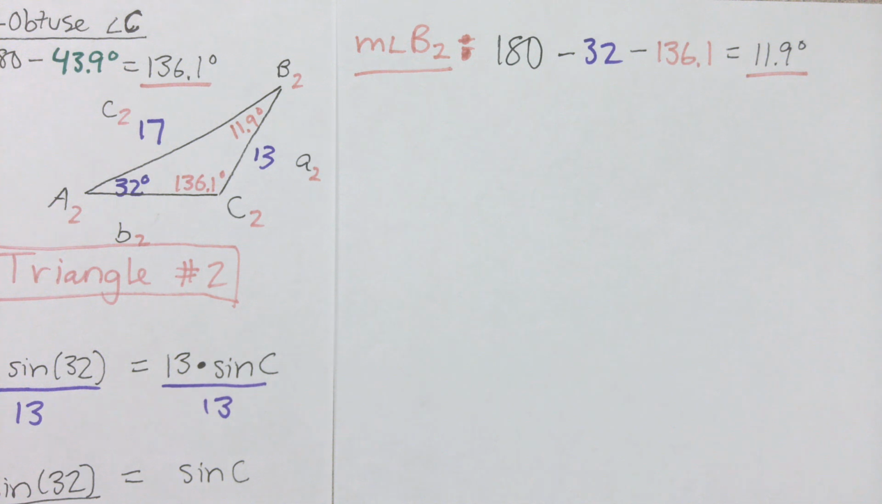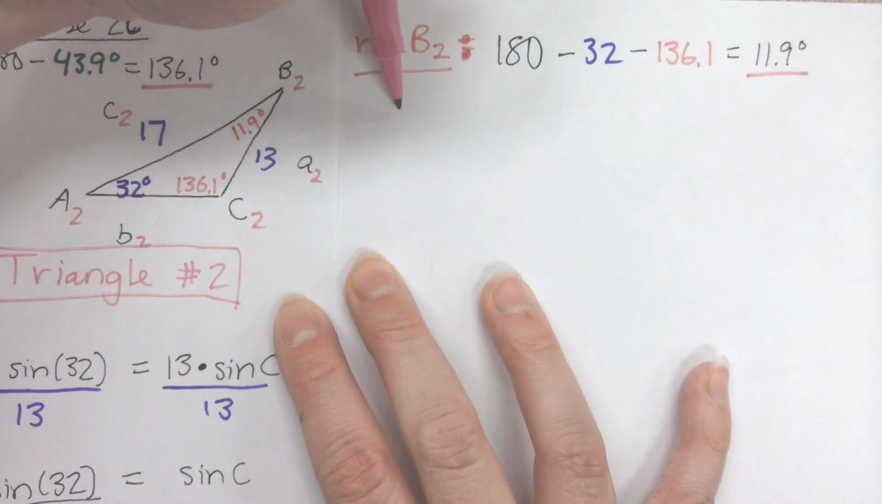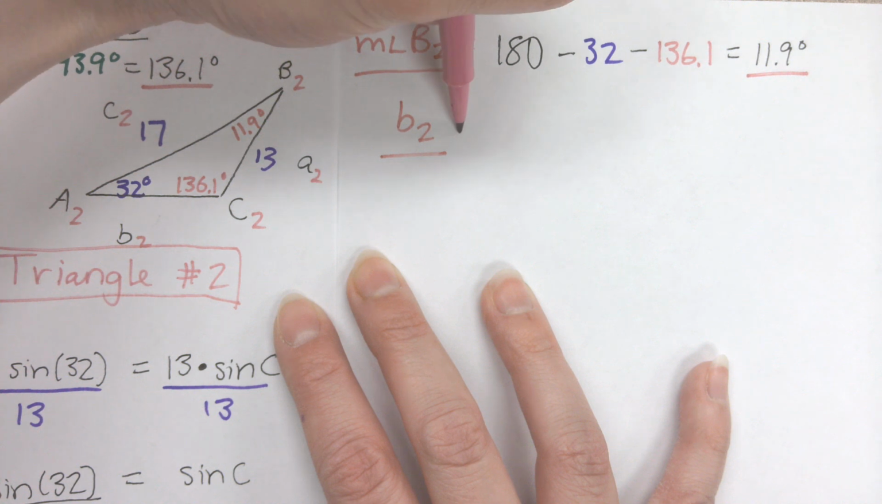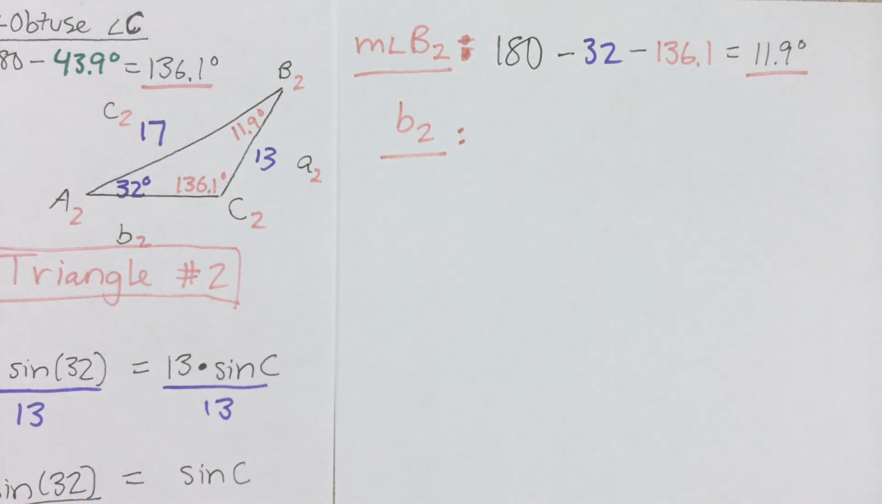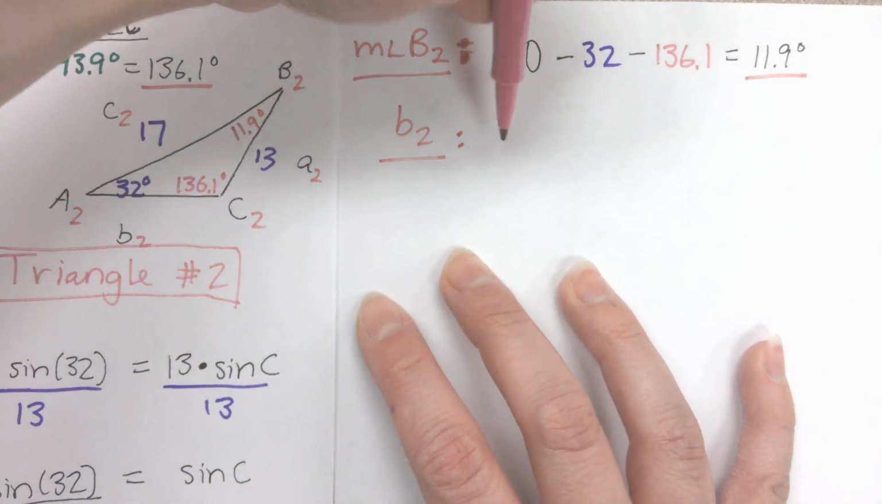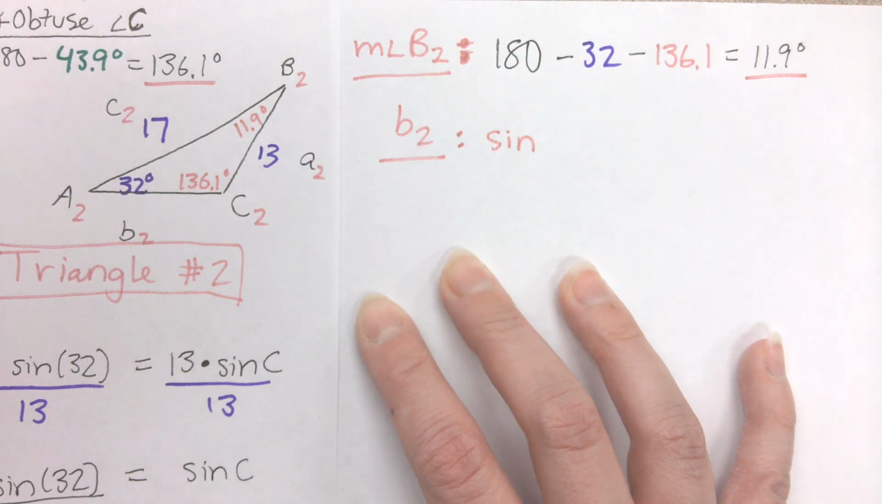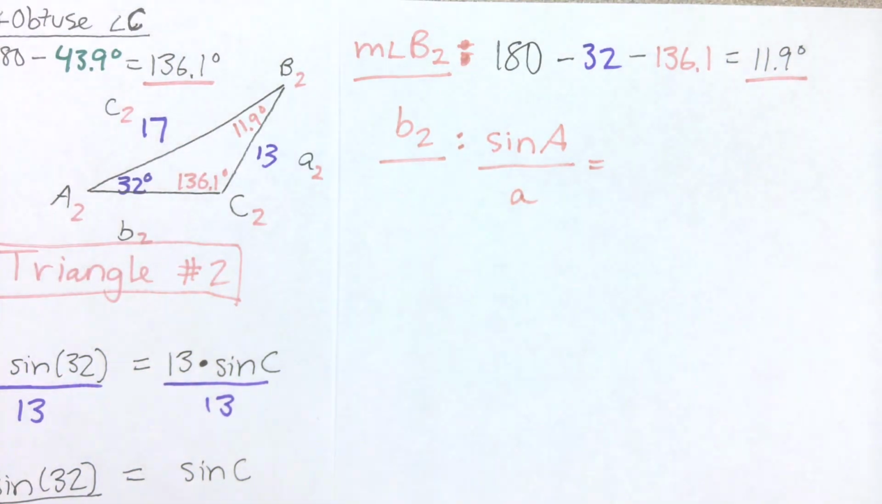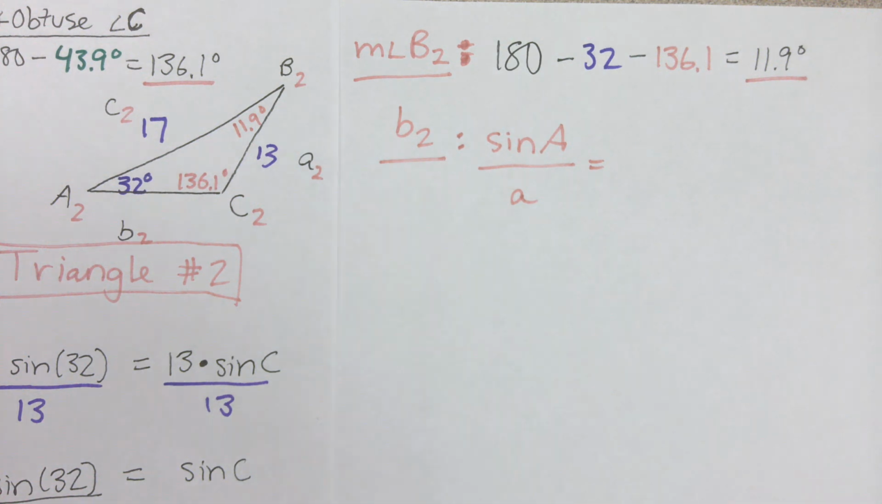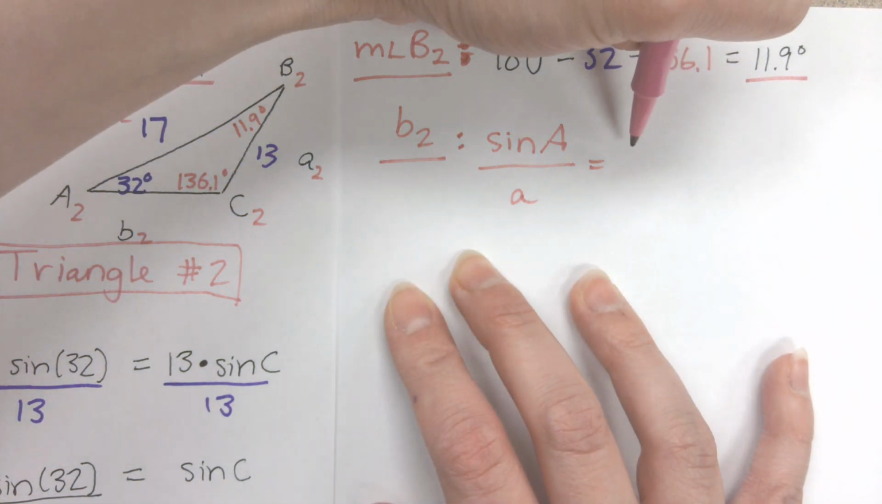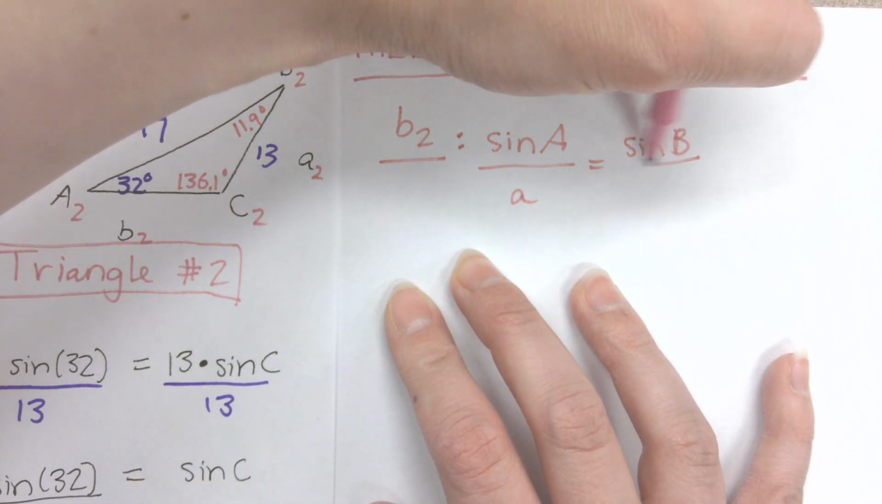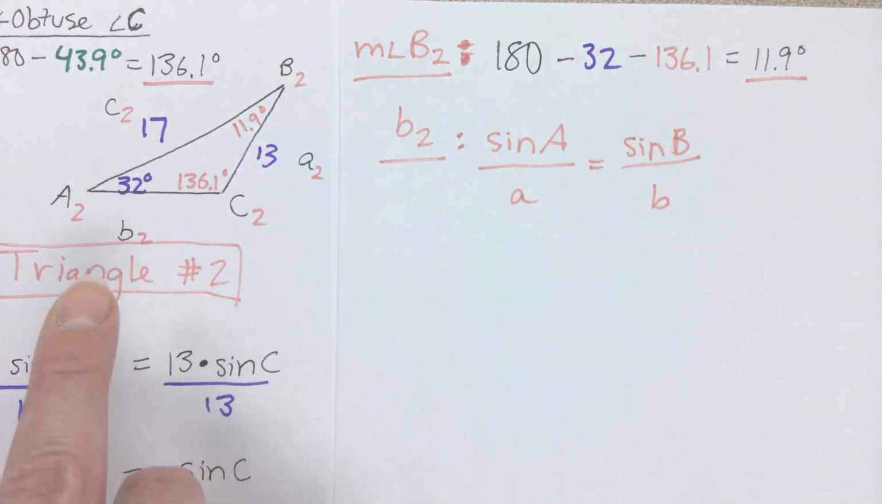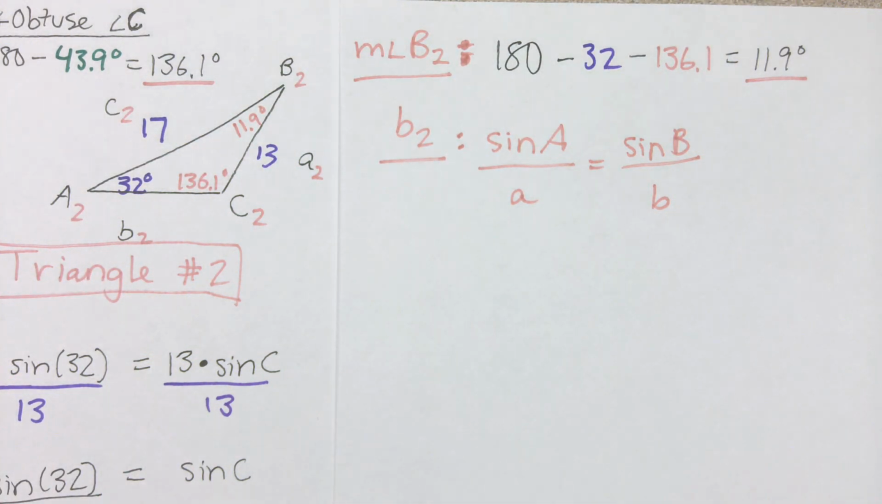And lastly, we need to find side B2 here. Again, this is where we use the law of sines to solve. And just like before, I'm going to keep using sine of A because that's what was given to me. So those are the most trusted numbers, the best numbers to use. And then I need the B's. So sine of B over B. And again, make sure you're looking in triangle number 2 when you set this up, not triangle number 1.